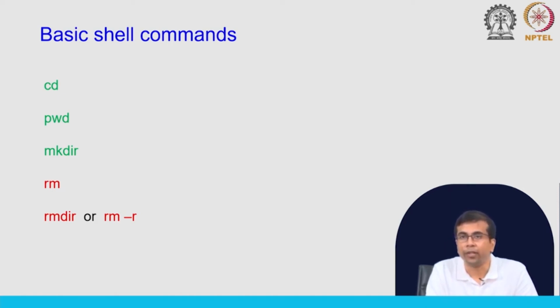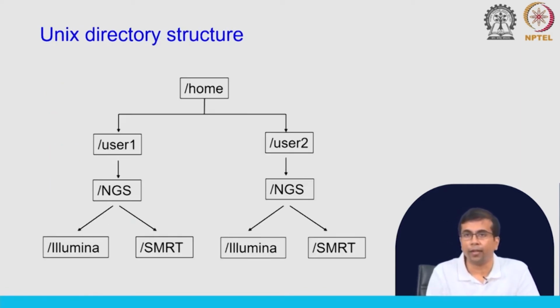Before you use these commands, I just wanted to talk a little bit about the Unix directory structure. This is important because then you will understand better where we are going. Like Windows, where you have a folder and then subfolders, in the Unix directory structure we have home at the top, then you can have user 1, user 2, multiple users in the Unix system. You can have an ngs subfolder under user 1 and user 2, and then you have, let us say, Illumina and SMRT under ngs for both the users.